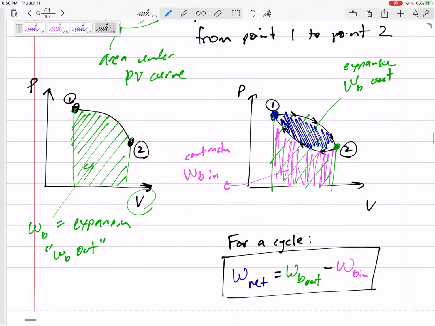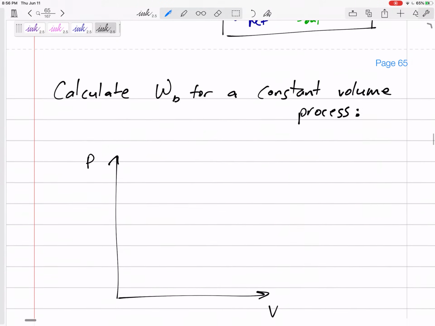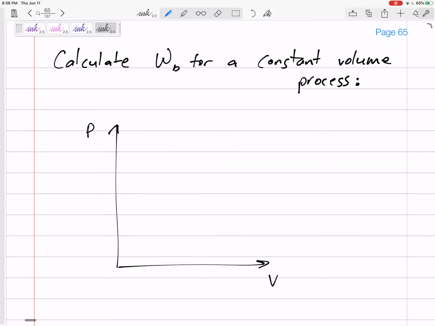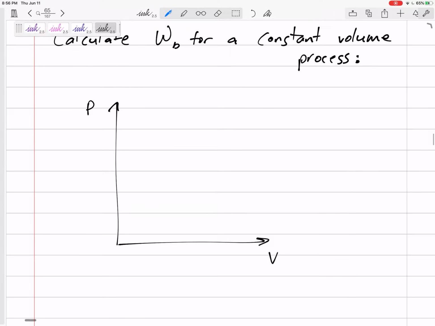Compression is work in. Let's see a few different processes and figure out, can we get an equation for the boundary work for these different processes? All right, so let's calculate the boundary work for a constant volume process. Now you might be a few steps ahead of me. What do you think this is going to be?